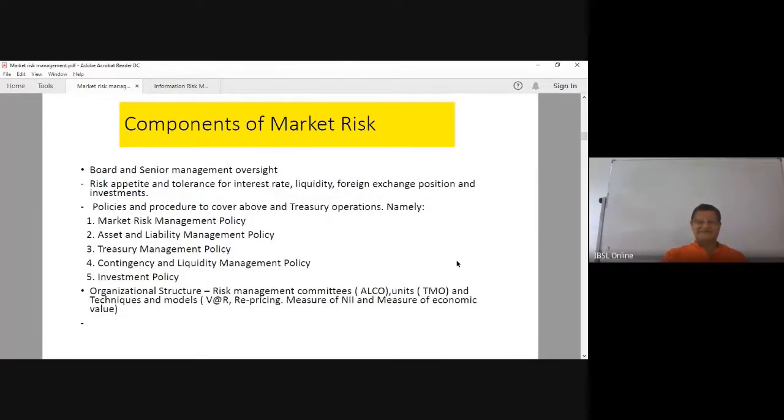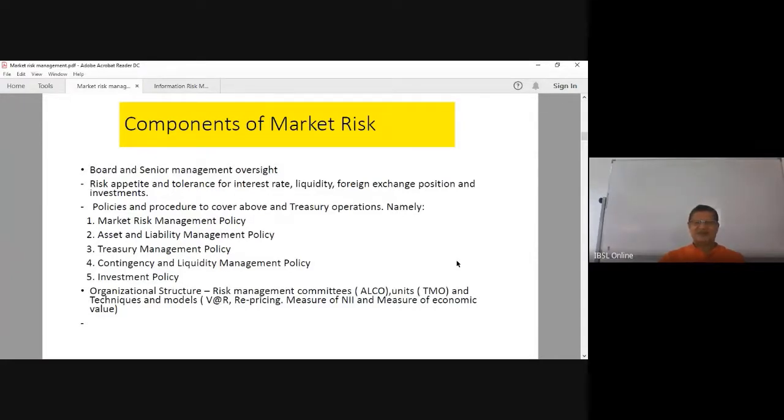So the assets and liability management policy is another important area that comes under market risk. Then the treasury management policy and the contingency liquidity management policy. This is also a kind of market risk function, which we will take up, along with liquidity management. Then you will have an investment policy, because all those sources of market risk arise when you invest in treasury bills, treasury bonds, your stocks and shares, and your positions in gold. All this will come based on that.